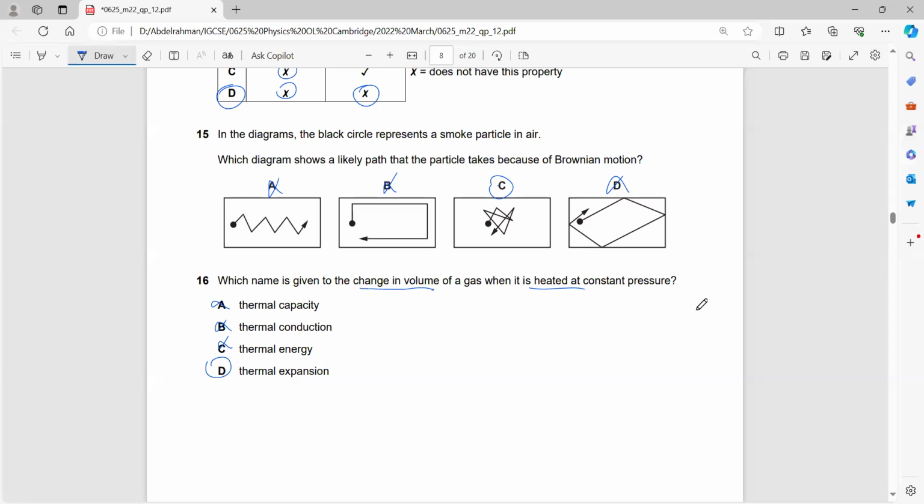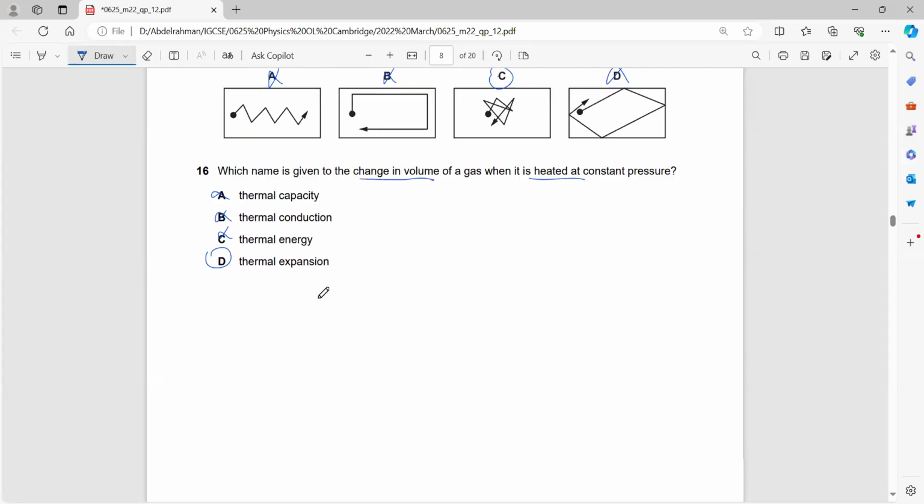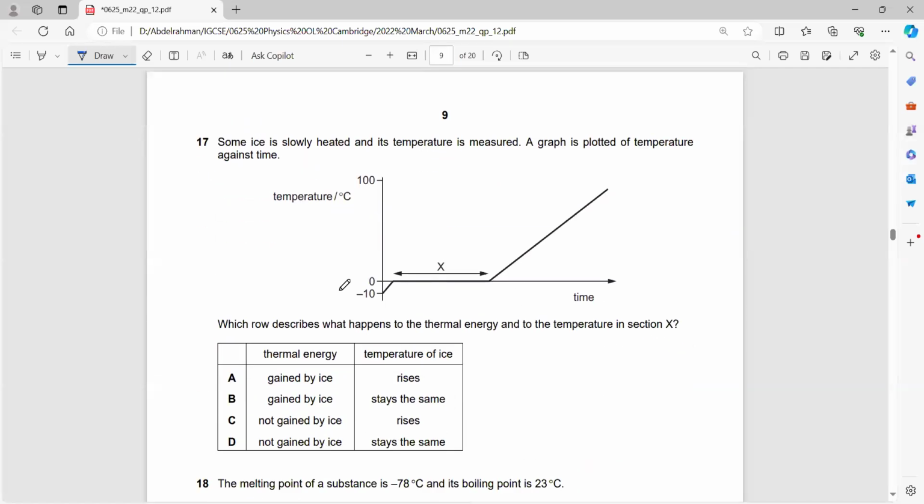Okay, the volume increases. Yes, bravo. All of you got it right. Thermal expansion: the volume increases. Next question.